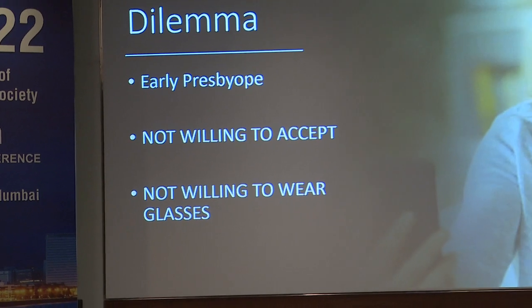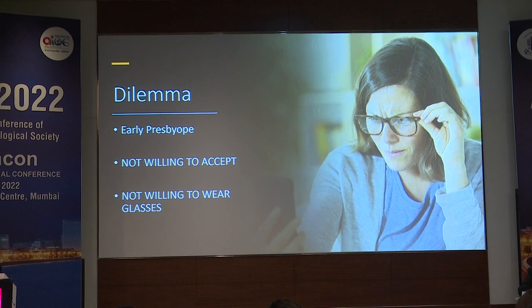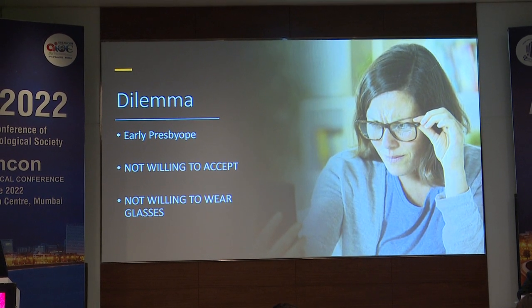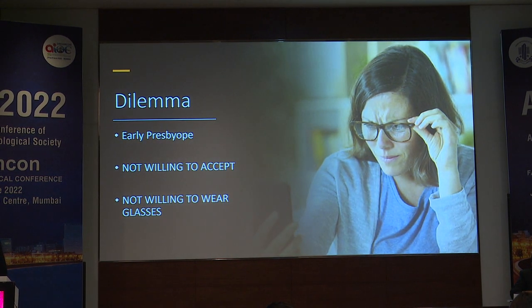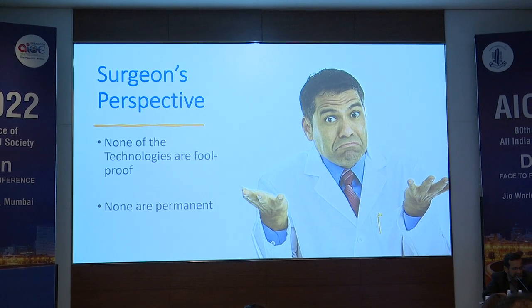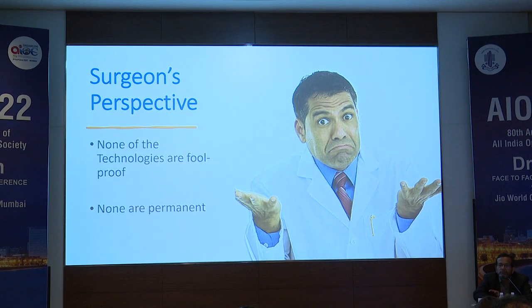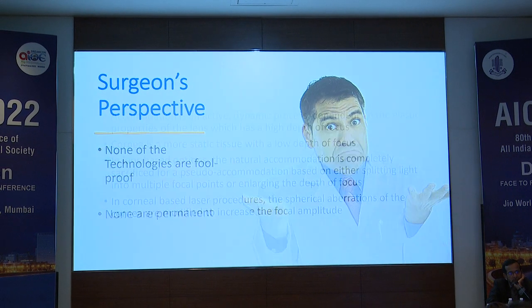So this is your dilemma. You have a patient in front of you, an early presbyope, just not willing to accept glasses. He's just 40 years old. For the first time, he's realized he can't read his newspaper in the morning, and he's coming and bombarding you. And you are also in a dilemma because none of the technologies that you have on hand are foolproof. None are permanent, so you don't know what to do. But yet, basically, you need to do something.